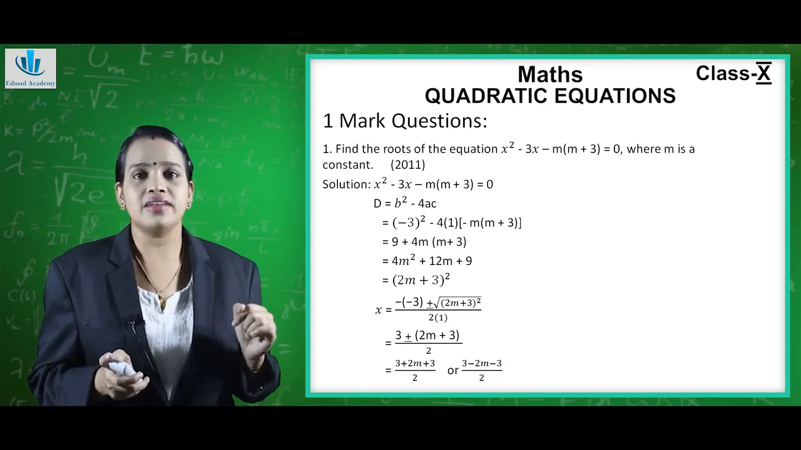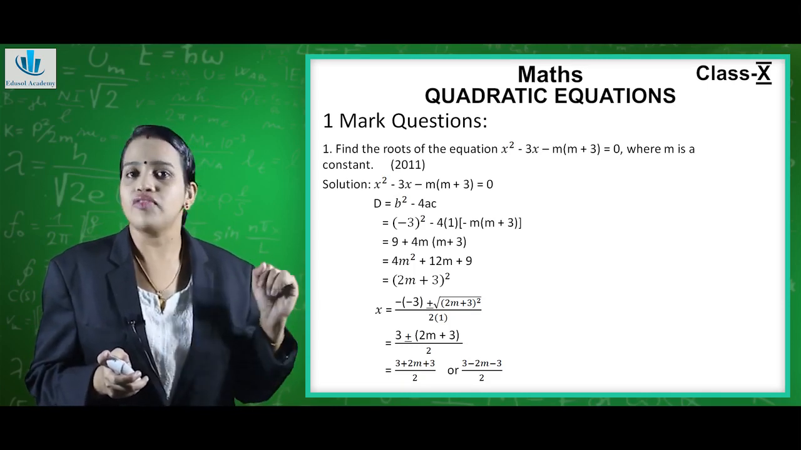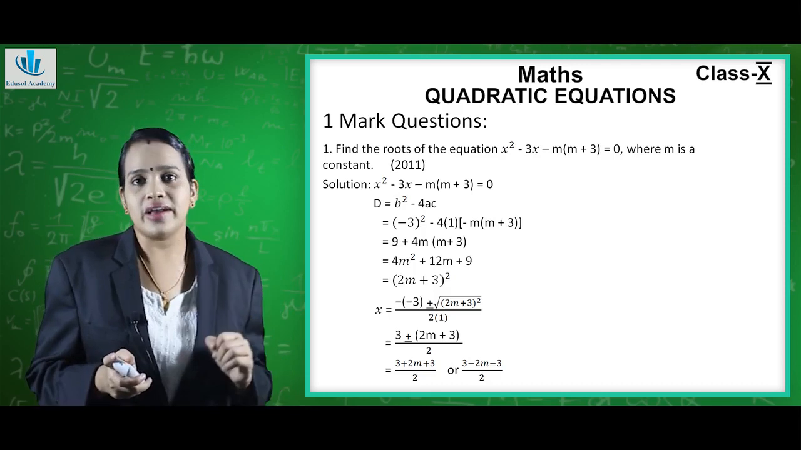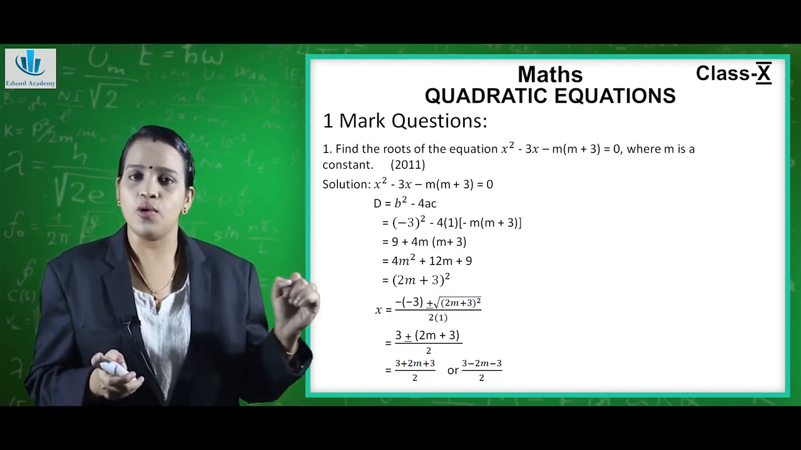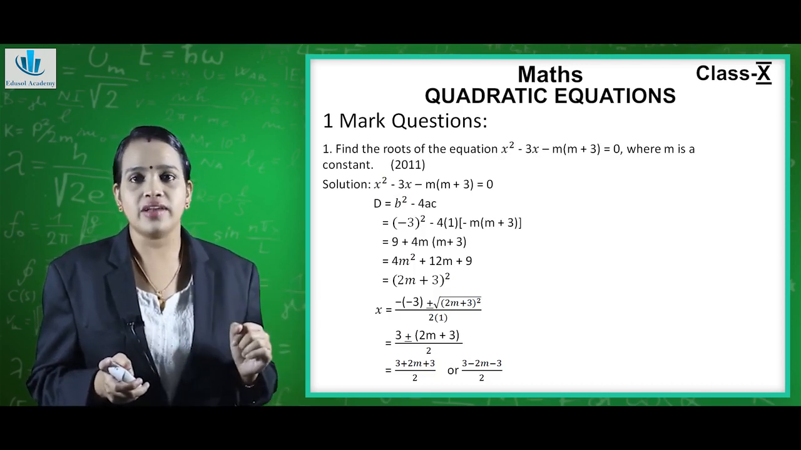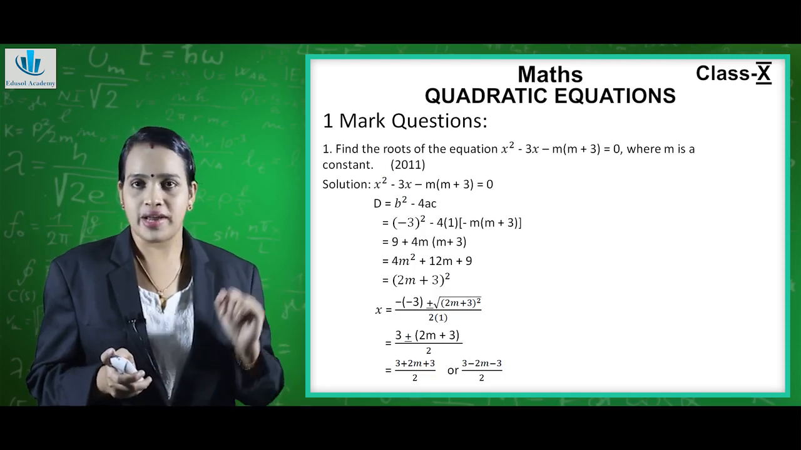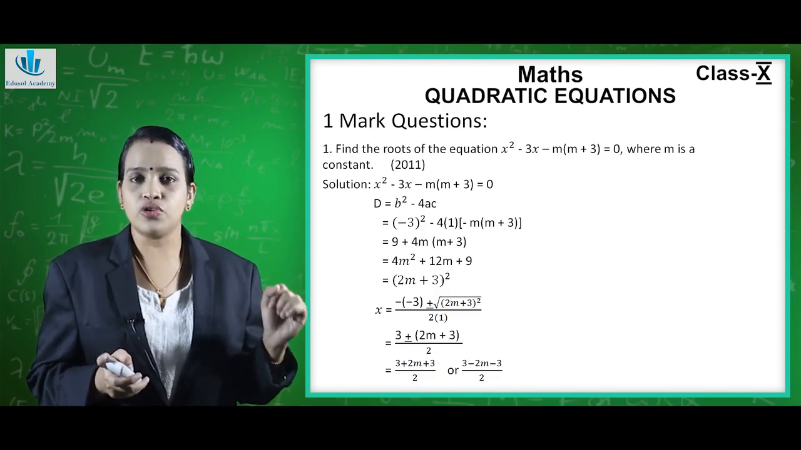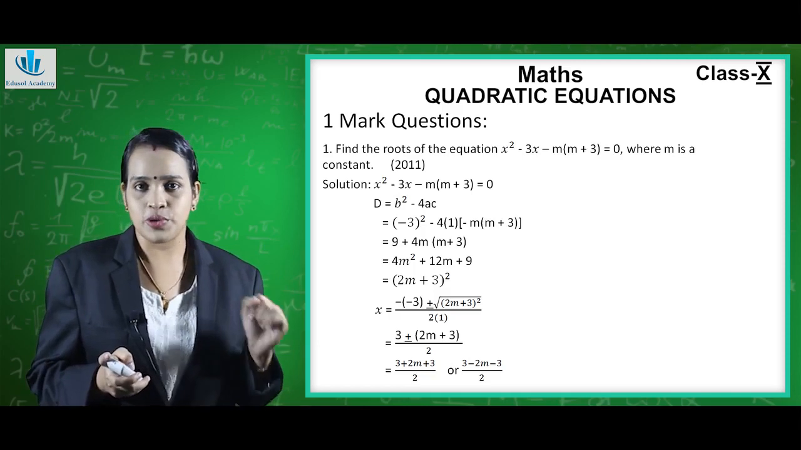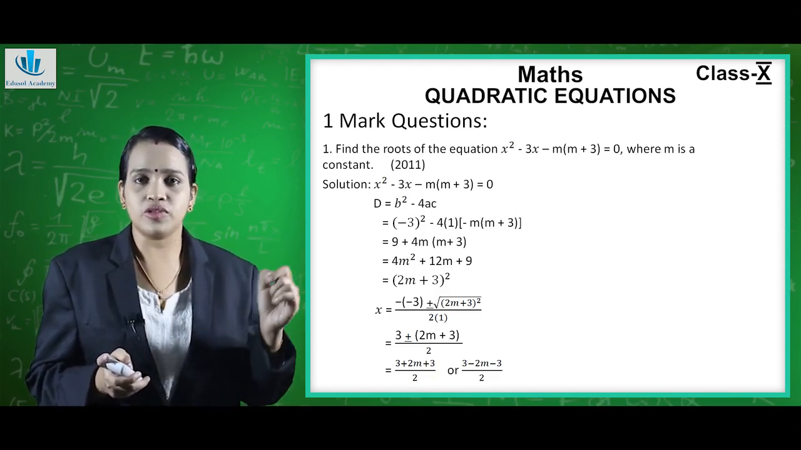Now we can say that this becomes the formula of (a + b) whole square. So we can write it as (2m + 3) whole raised to 2. Now we have to find the x. So our formula, you know, is x = (-b ± √(b² - 4ac)) / 2a. So we can directly put the values over here.